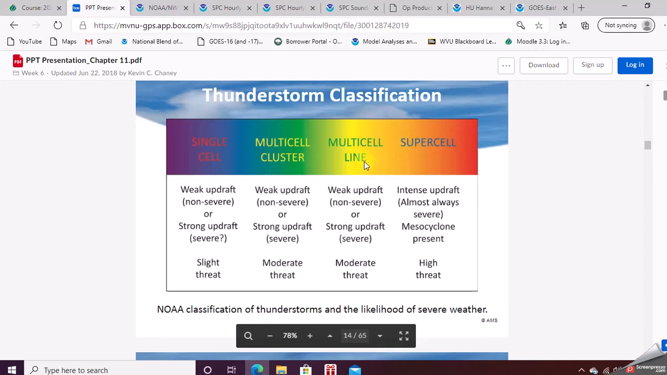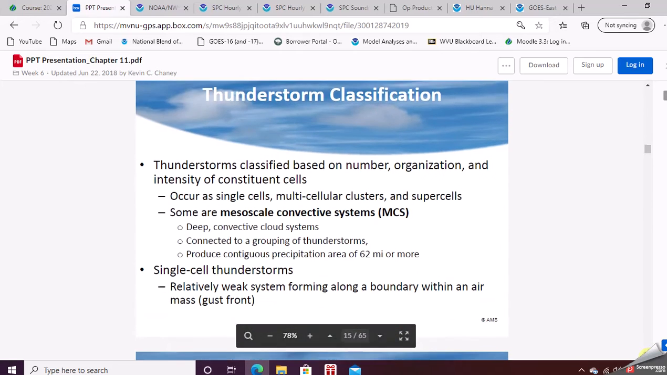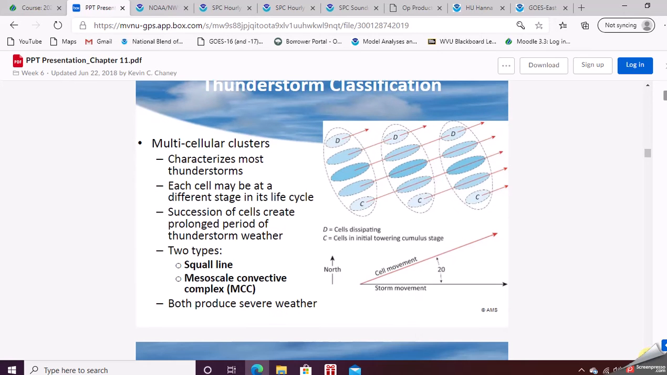However, multi-cell clusters and lines both can cause severe weather. Single cells, there's a very slight chance you might get a downburst out of one that might cause severe weather, but it is not likely. So these are the four classifications or groups of thunderstorms. Single cell, one cell goes up, dies, comes back down. Multi-cell, well, multi-cell is a little different. You can actually see that here.